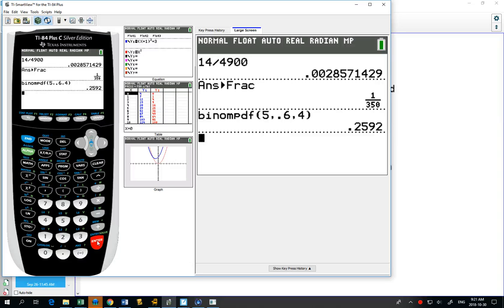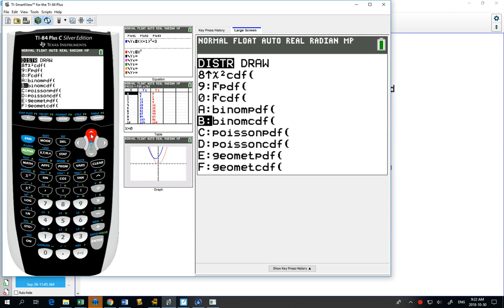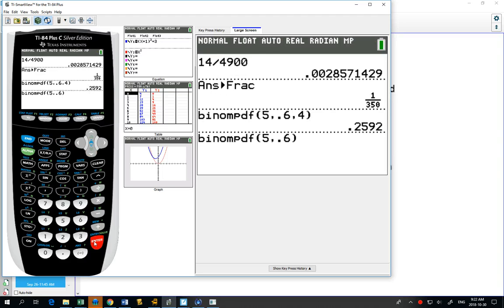So what this means, since these are almost always calculator questions, is that you can get answers very fast without even having to use the formula. But you have to know how to get to this part of your calculator and how to get that answer. Okay? If I did it again, second distribution, binomial PDF, if I did it again and didn't put an x value and pasted it, it gives me them all. So I could fill in my probability distribution chart.